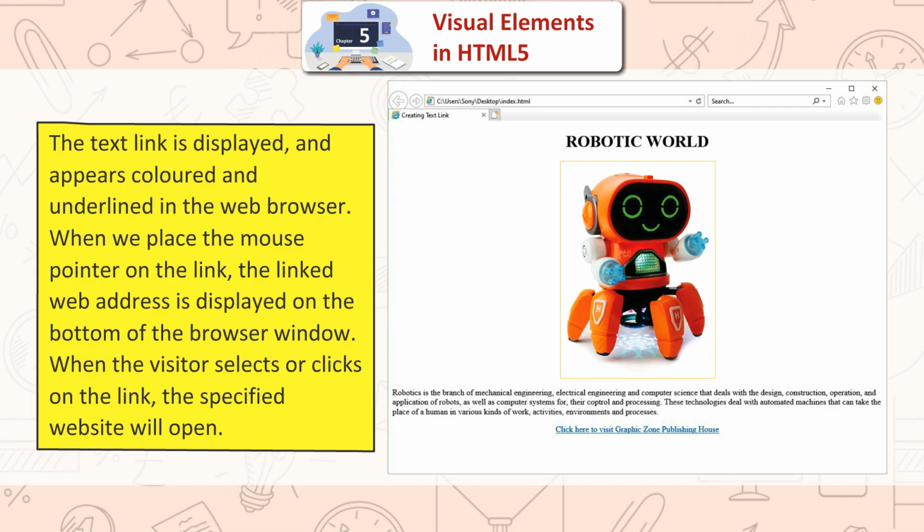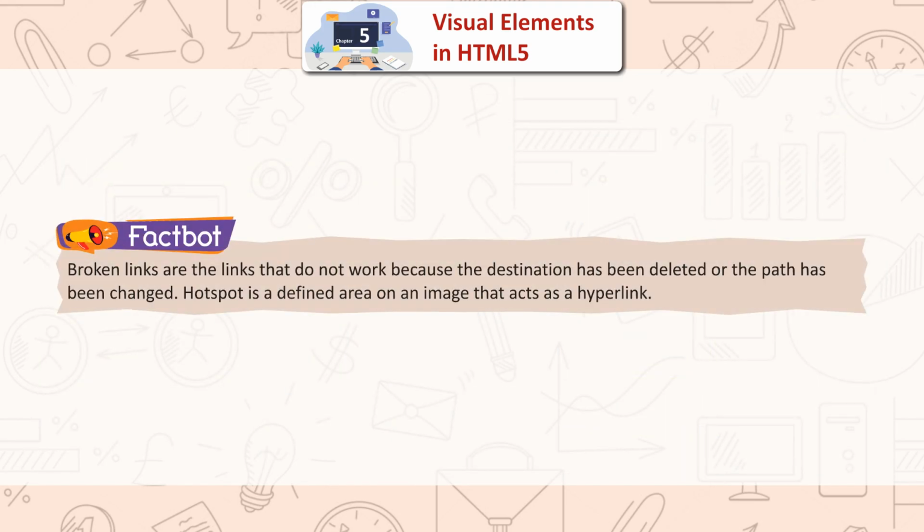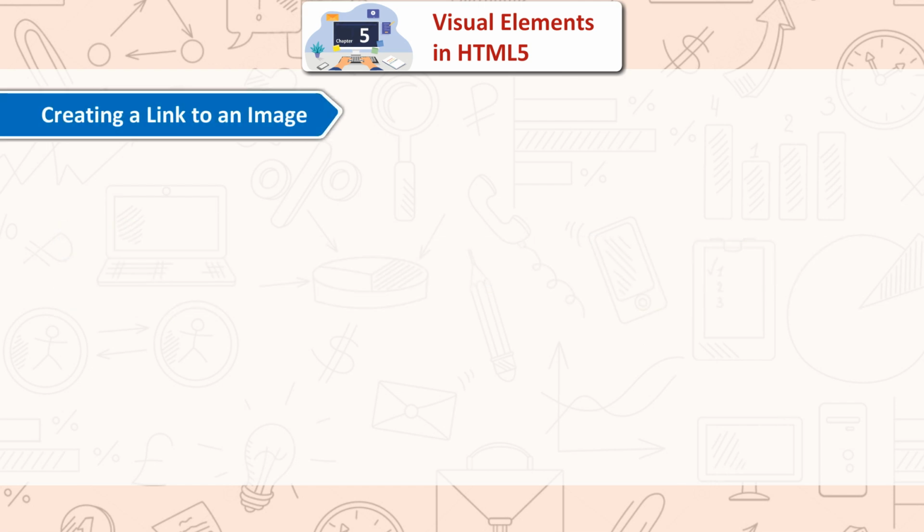When we place the mouse pointer on the link, the linked web address is displayed at the bottom of the browser window. When the visitor selects or clicks on the link, the specified website will open. Fact bot: Broken links are the links that do not work because the destination has been deleted or the path has been changed. A hotspot is a defined area on an image that acts as a hyperlink.